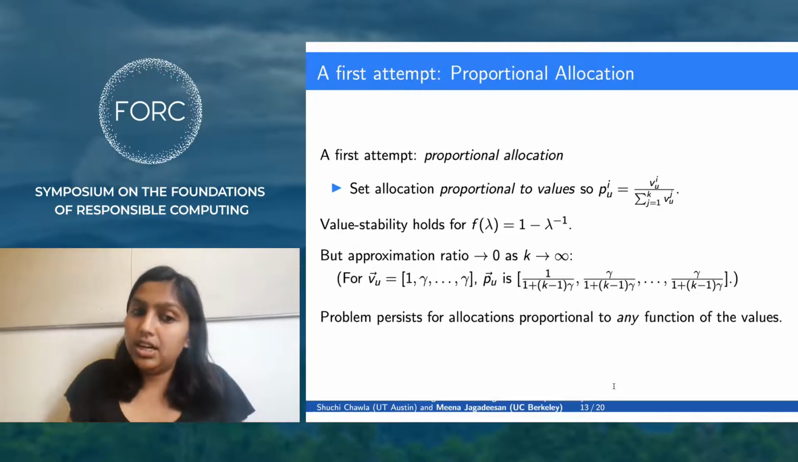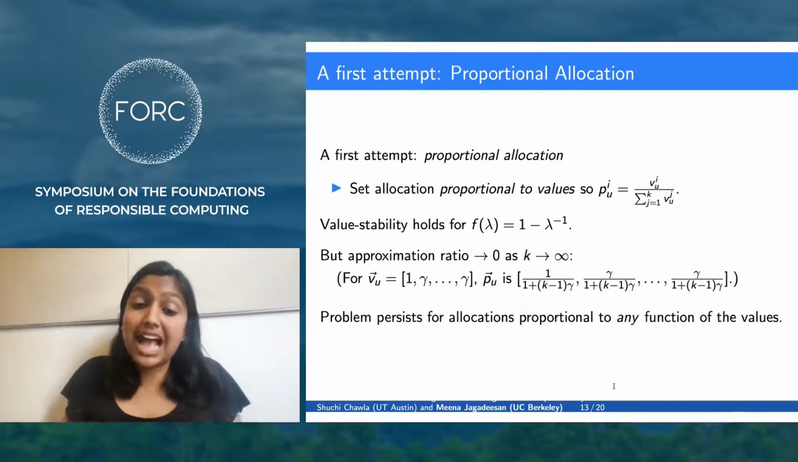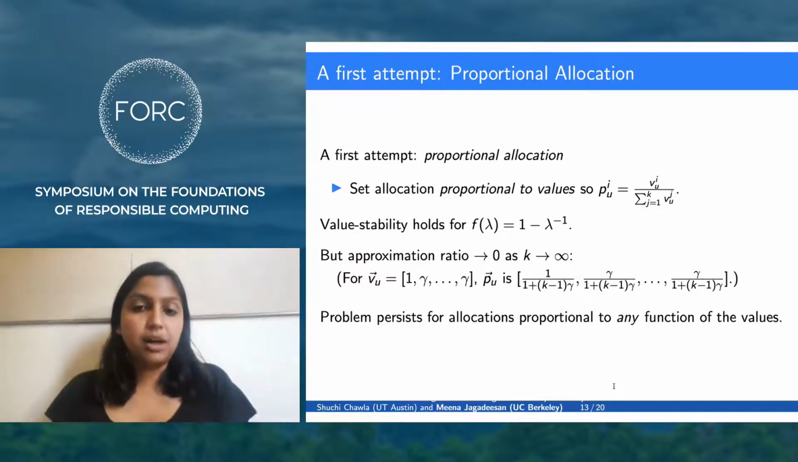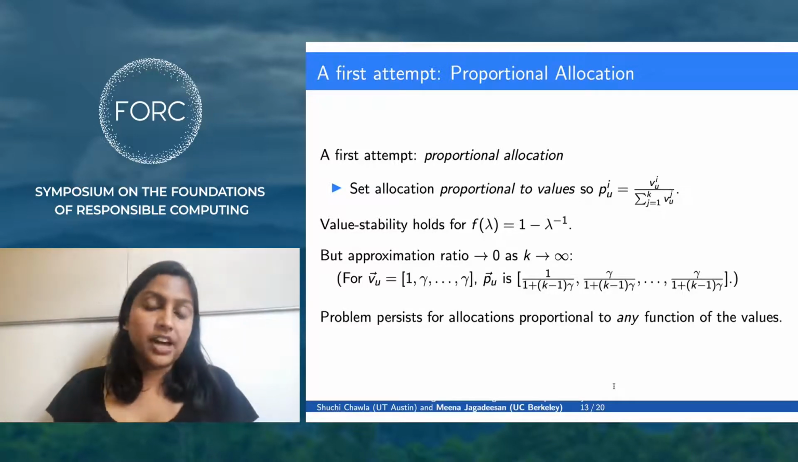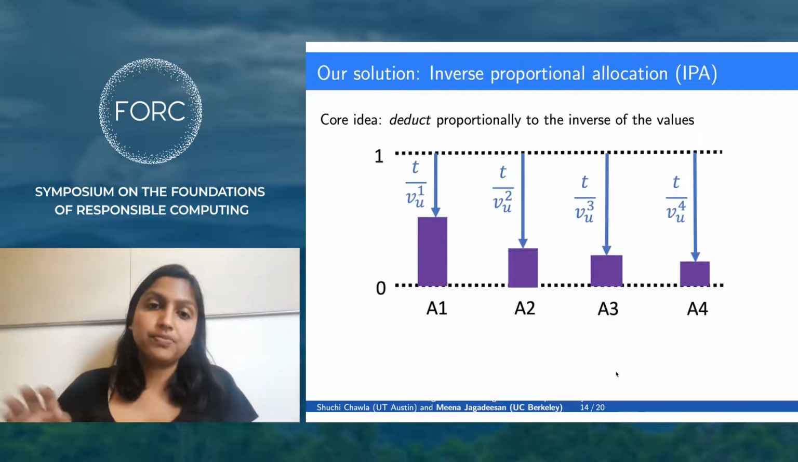This problem is not just for the proportional allocation algorithm described here, it persists for any allocations that are proportional to any function of the values. So in order to achieve better trade-offs between value stability and social welfare, we need to move outside of the class of proportional allocation algorithms.